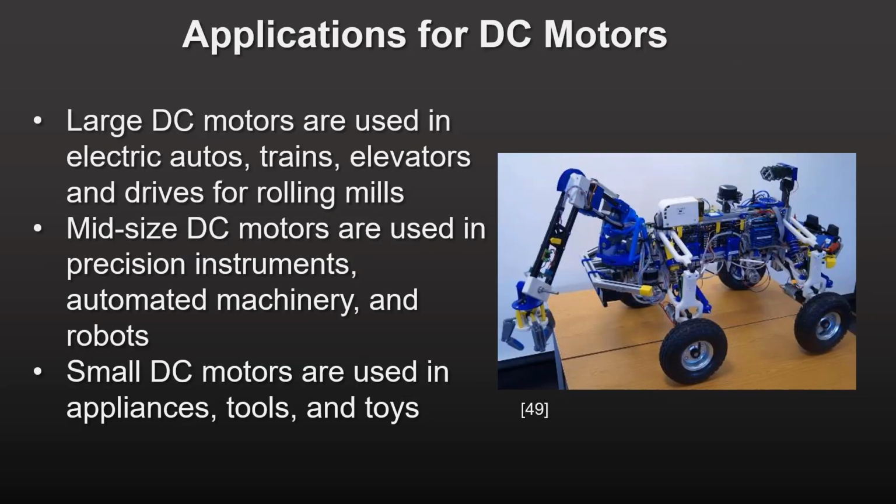DC motors are found everywhere, which is not much different than AC motors. Large DC motors are used in electric autos, trains, elevators, and drives for rolling mills. Mid-sized DC motors are used in precision instruments, automated machinery, and robots. Small DC motors are used in appliances, tools, and toys.